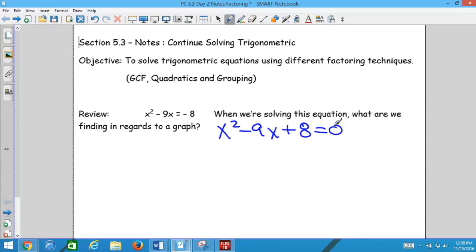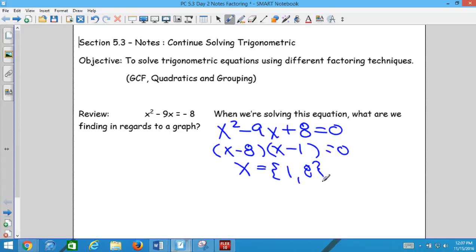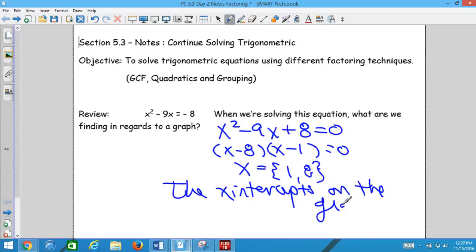I'm skipping a bunch of steps. We're factoring, and you end up with 1 and 8. And those are the x-intercepts on the graph.